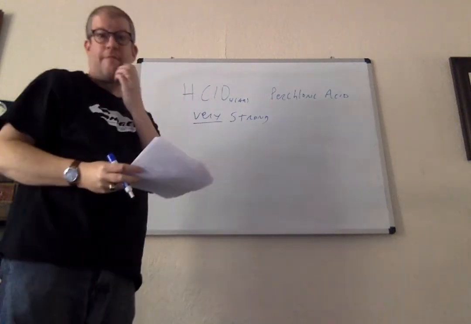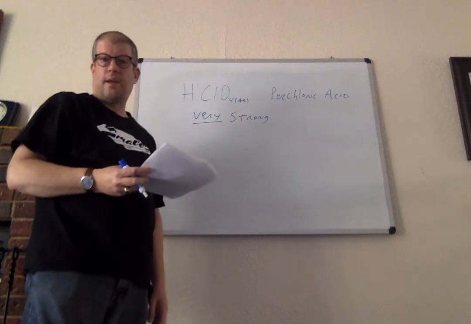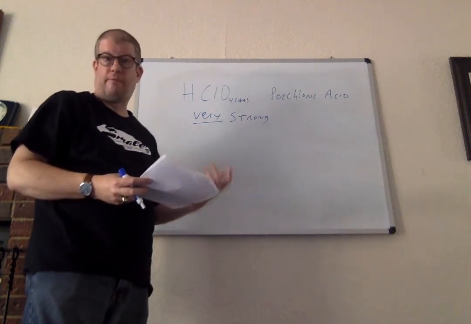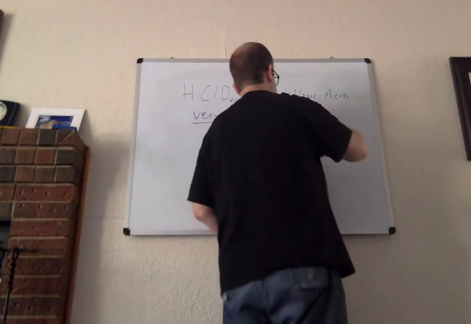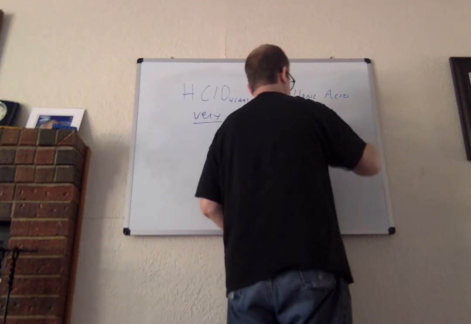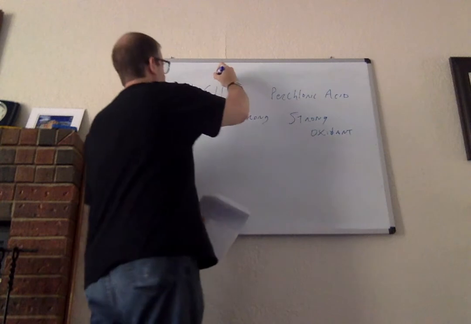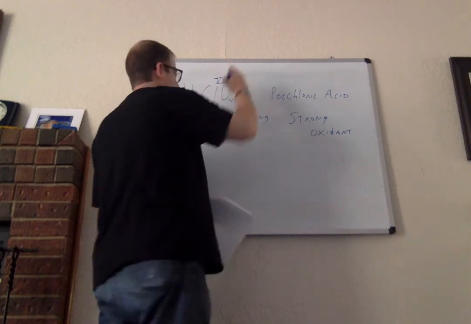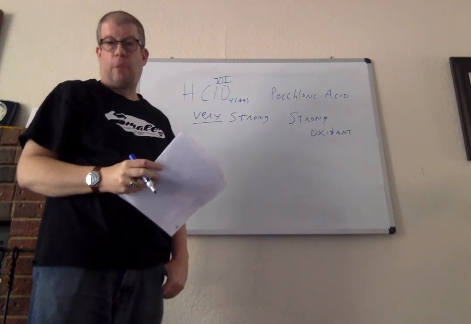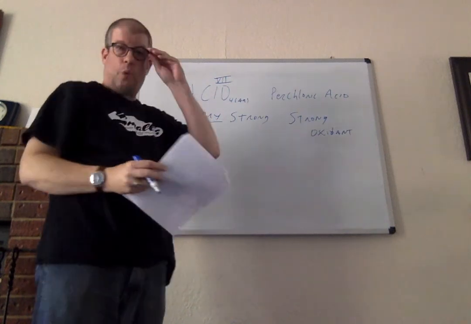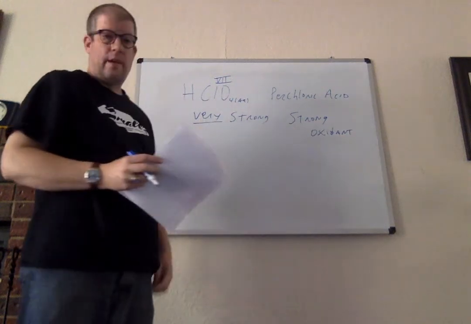This is very strong. In fact, you can't accurately measure its pKa. They're not even sure what it is, but it's some fairly negative number. It is also a strong oxidant because chlorine, again, is in the +7 oxidation state formally. And so this will react with just about anything. And so one of the problems with this is that it's very difficult to handle.